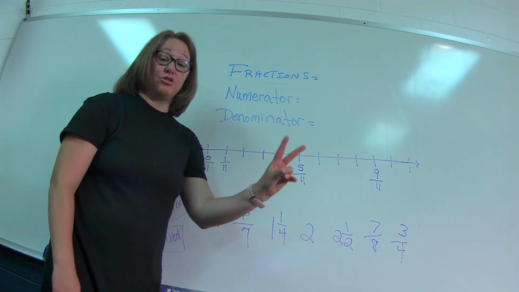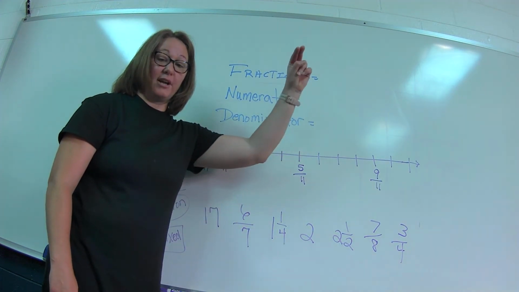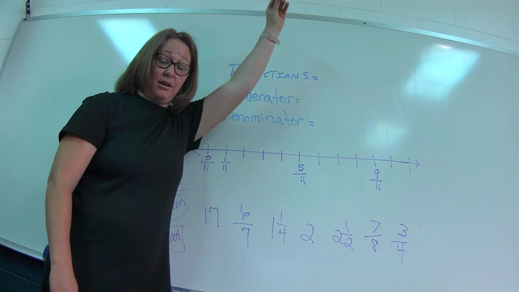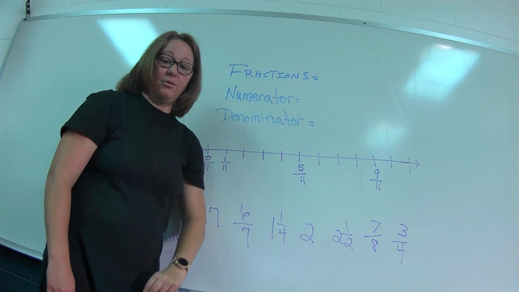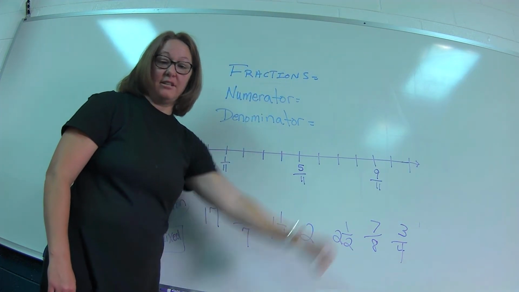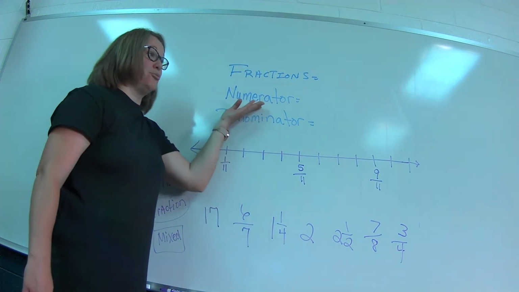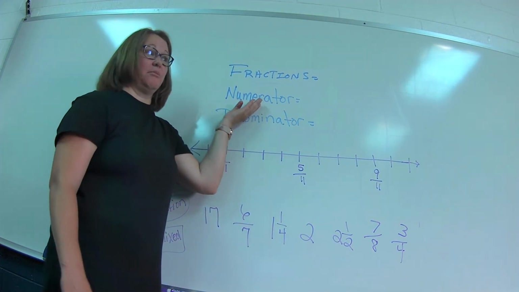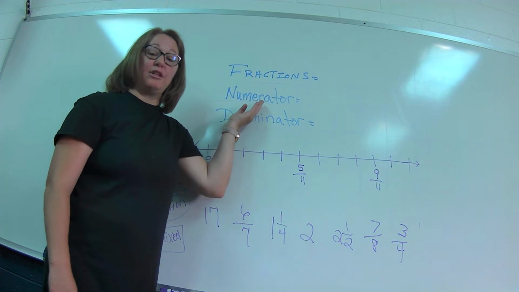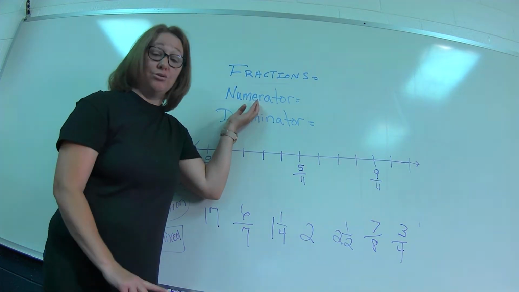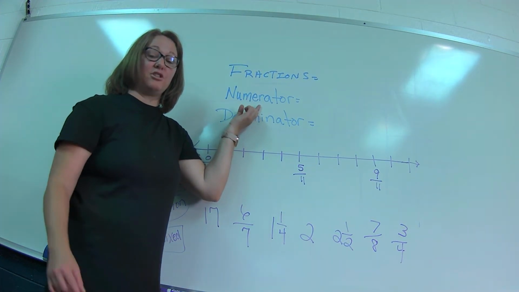Well, then a fraction has two parts. It has a numerator, which is on the top, and then you have a denominator, which is D for down, right? So we have numerator, denominator. So what is our numerator? It is the top number. It is how many parts of the equal parts that is used.